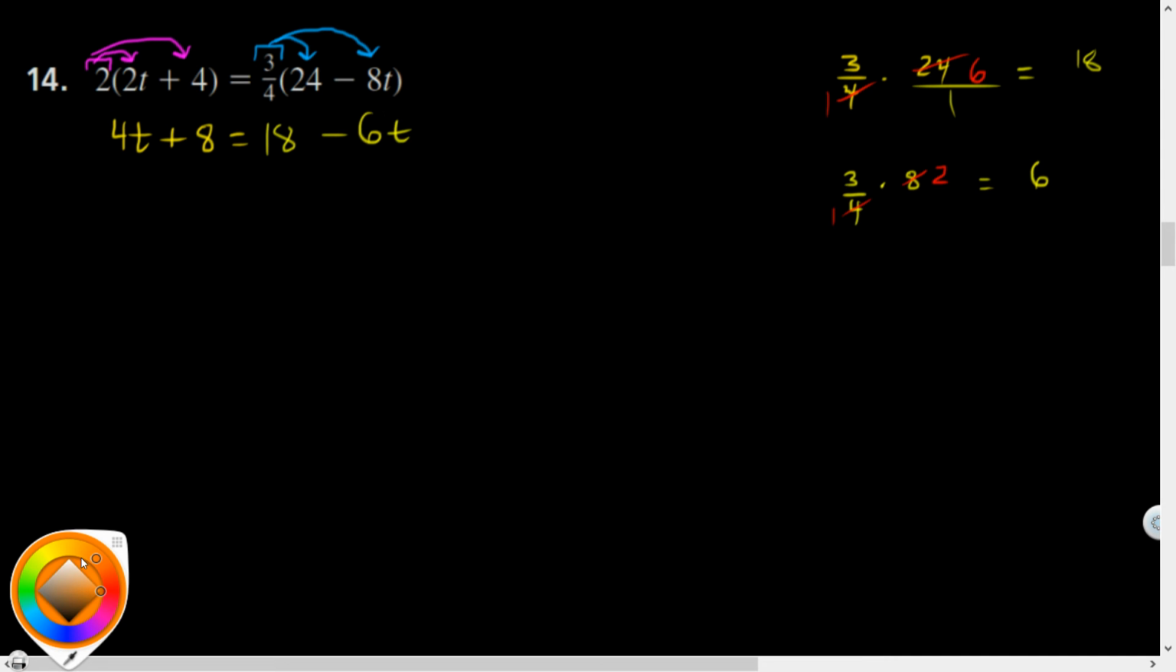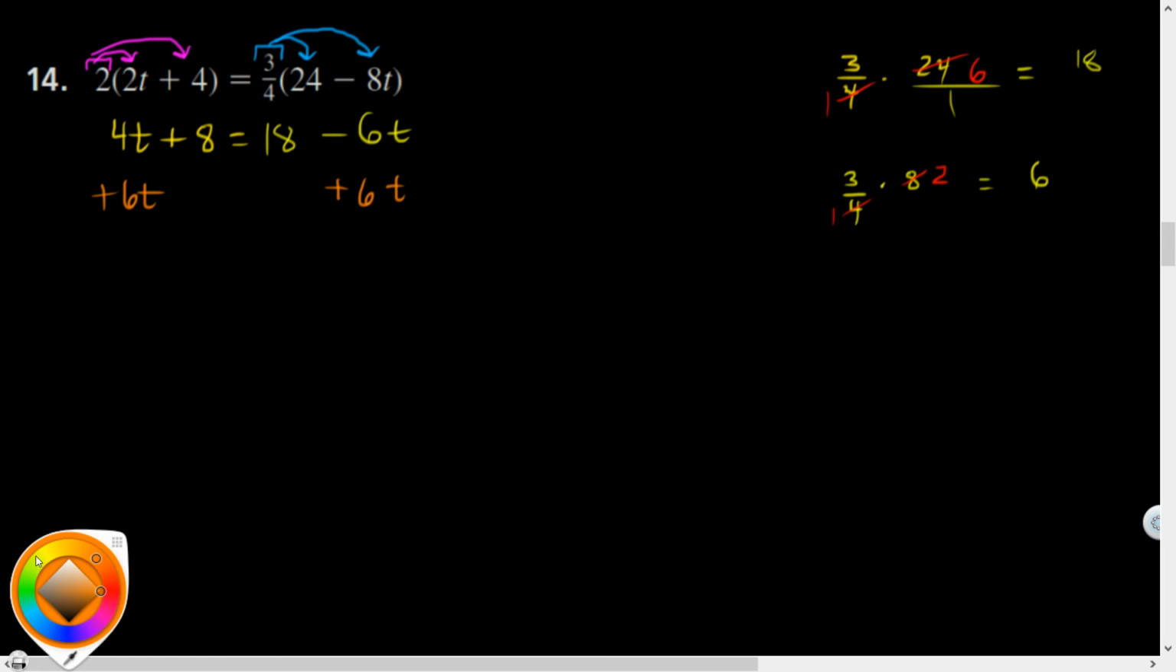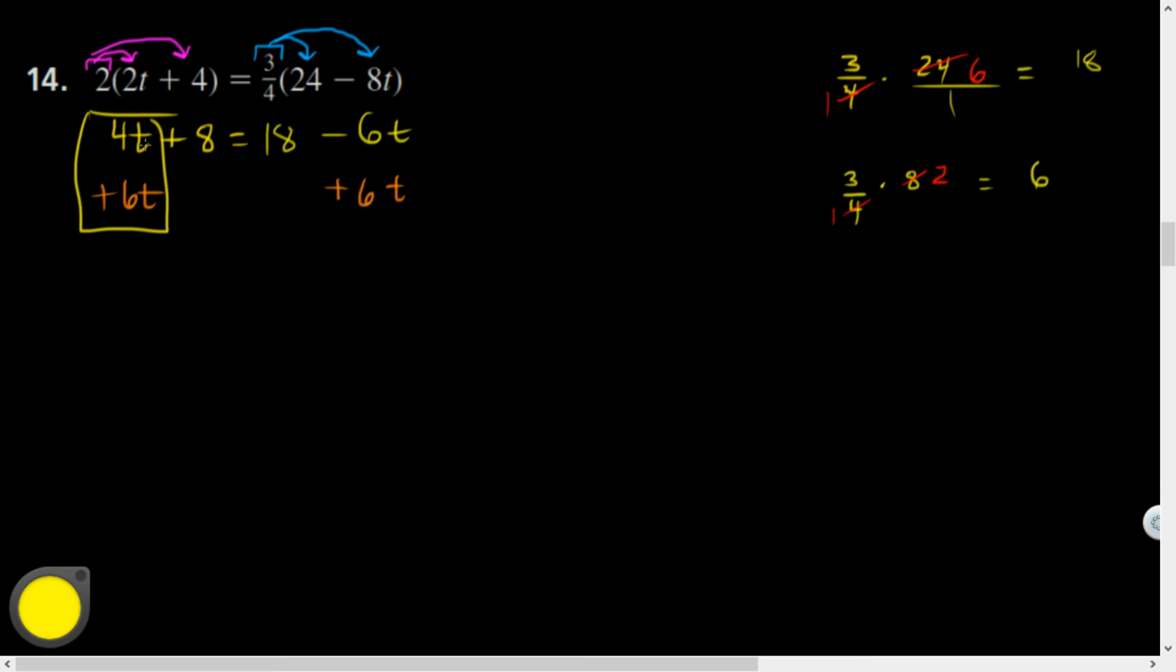Let's ask Ethan, what should I move, the 4t or the -6t? I agree, add 6t to both sides. All right, let's see. Pooja, how many t's is that?